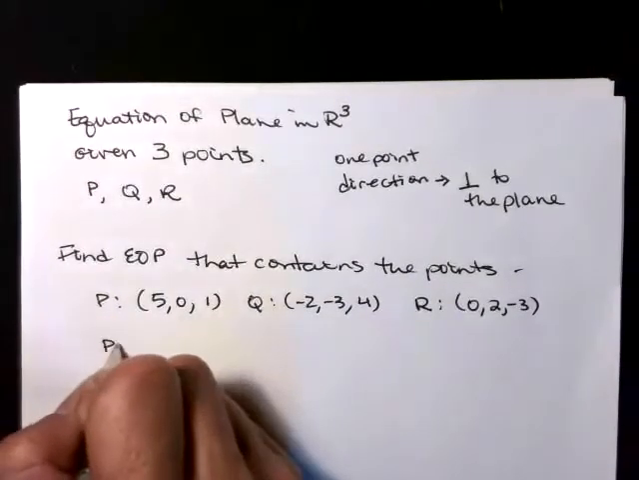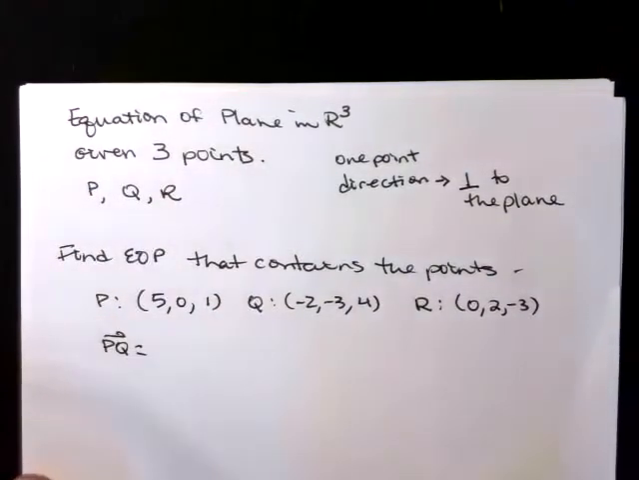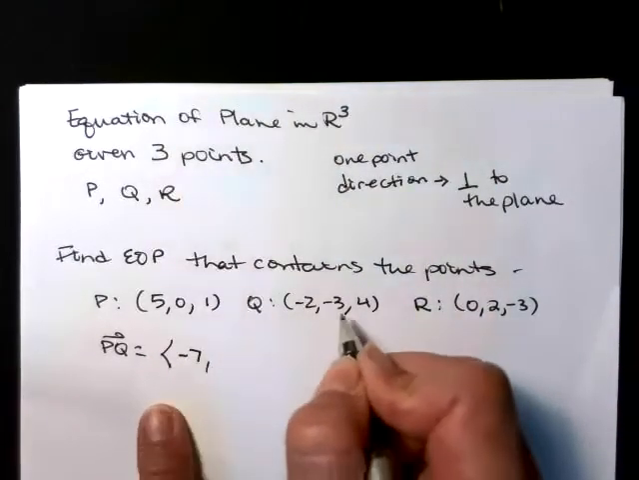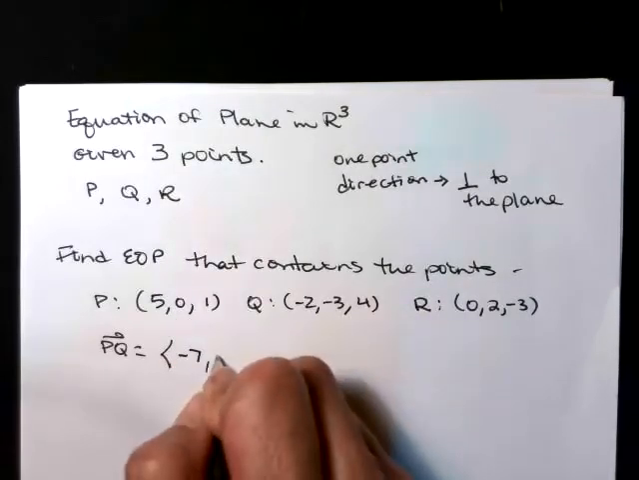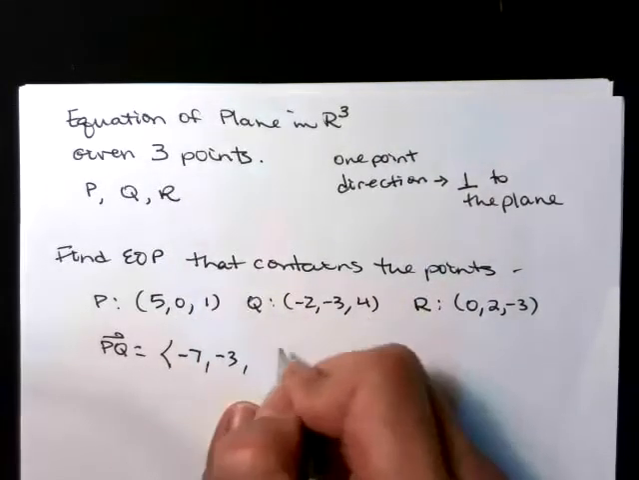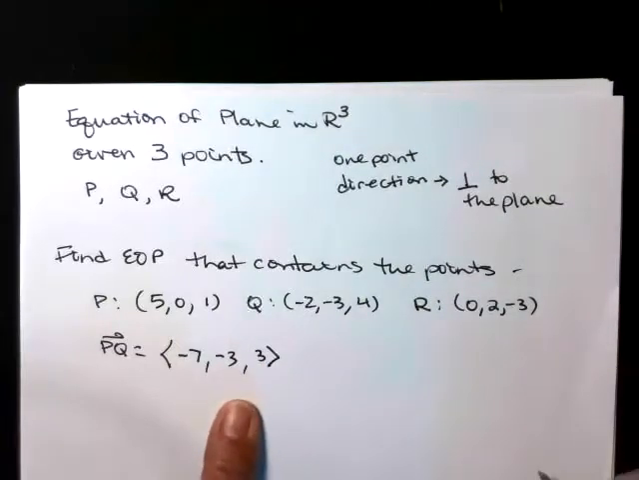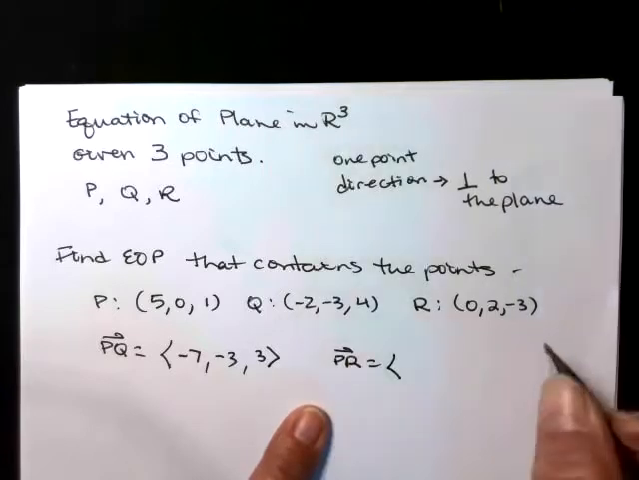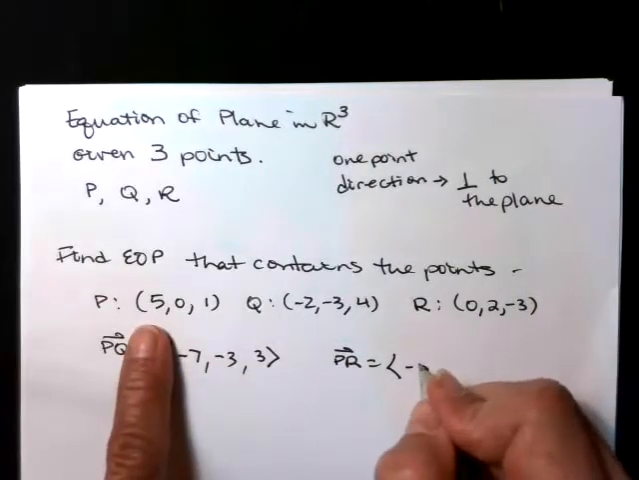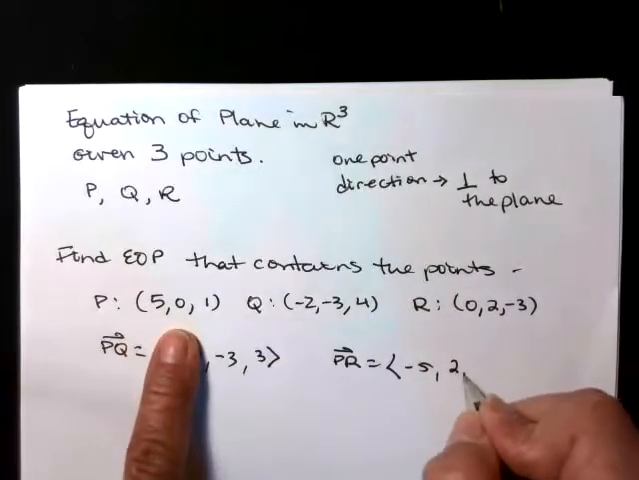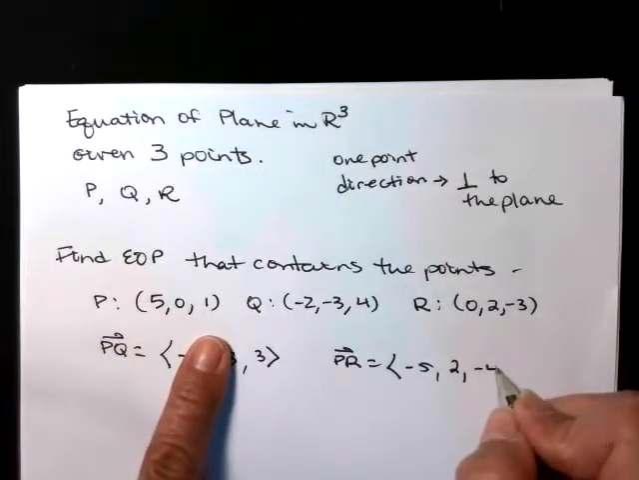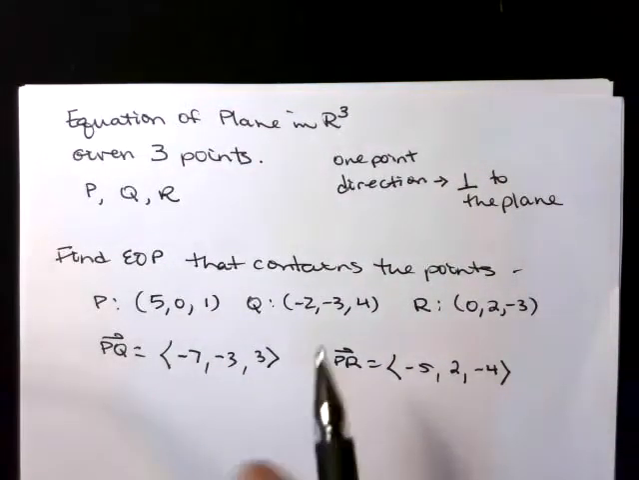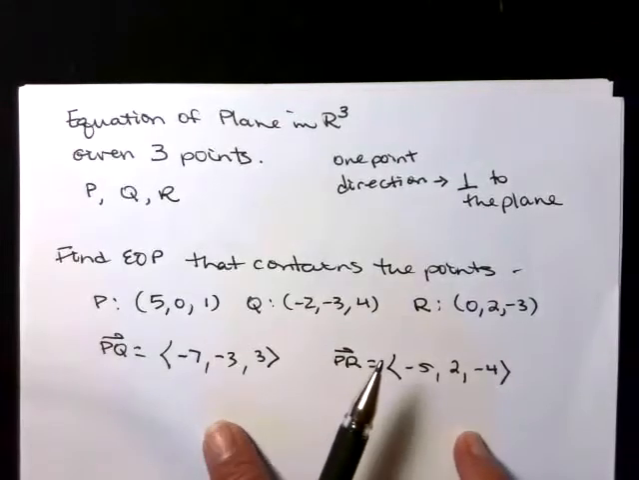So I'm going to find vector PQ. So -2 minus 5, -3 minus 0, 4 minus 1. Now we're going to find vector PR. So 0 minus 5, 2 minus 0, -3 minus 1. Check my arithmetic in there. Okay. So I have the 2 vectors that are in the plane.